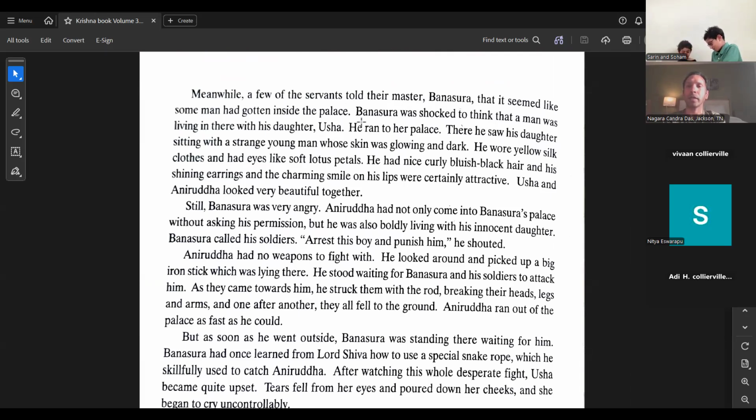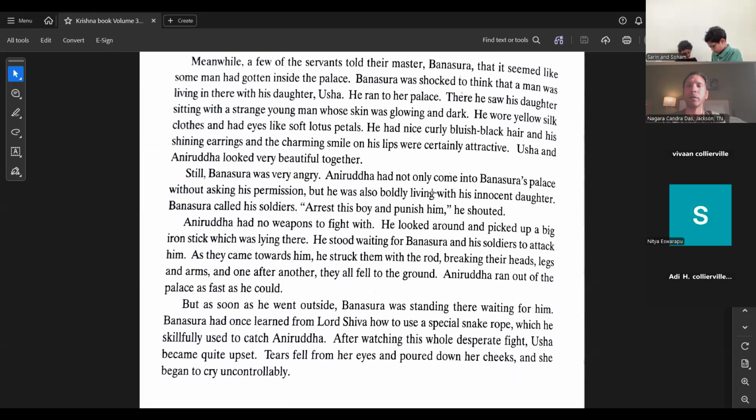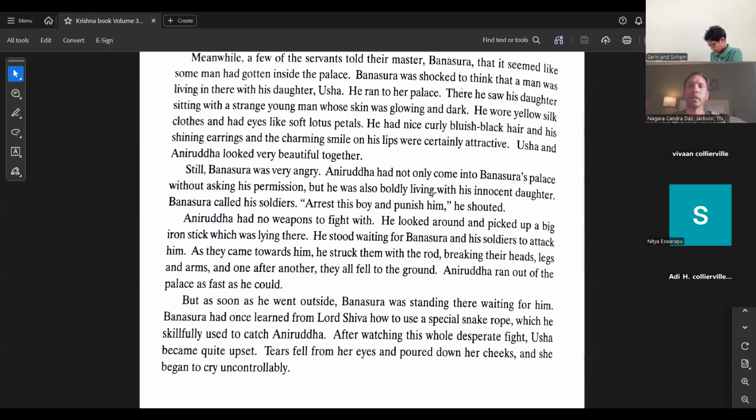Banasura was shocked to think that a man was living with his daughter Usha. He ran to her palace. There he saw his daughter staring with a strange man whose skin was glowing and dark. He wore yellow silk clothes and had eyes like soft lotus petals. He had nice curly bluish black hair, and his shining earrings and a charming smile on his lips were certainly attractive. Usha and Aniruddha looked very beautiful together.